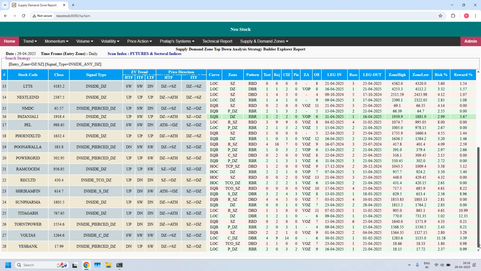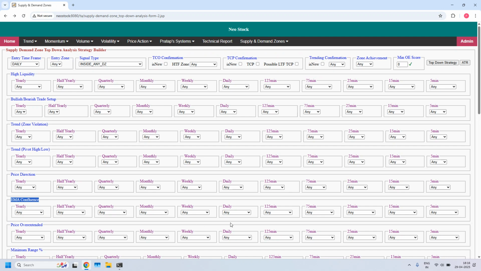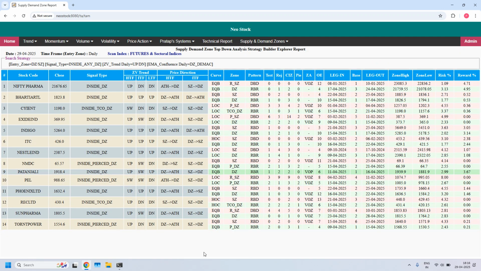Let us further filter this list based on daily demand zones having daily EMA confluence, and also trend on the daily should not be sideways. It can be up or down. We got 14 stocks. These 14 daily demand zones are having daily EMA confluence. Some of these zones are pierced zones. You can apply pierced zone strategies.